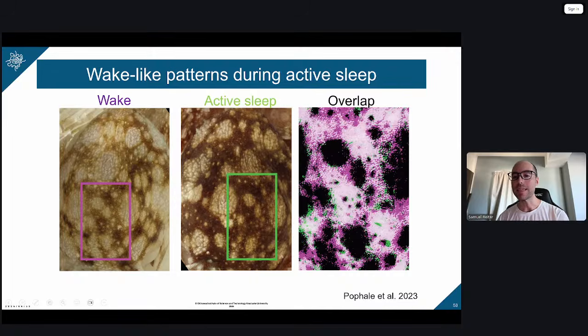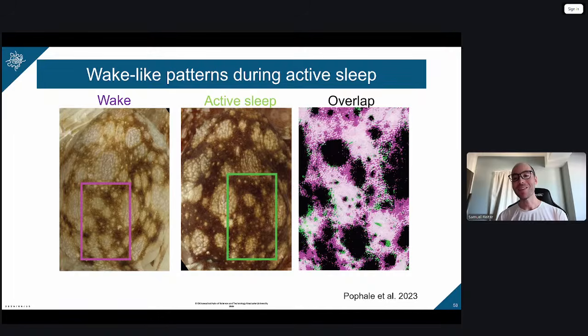We can see that the exact splotch pattern of expanded chromatophores matches between wake and active sleep. And we can do this for many patterns. So it seems that during active sleep, these animals are rapidly transitioning between around their waking skin pattern repertoire. So they're traversing this pattern space that we revealed in the first part of the talk while they're asleep.